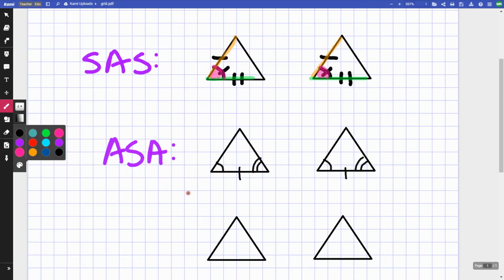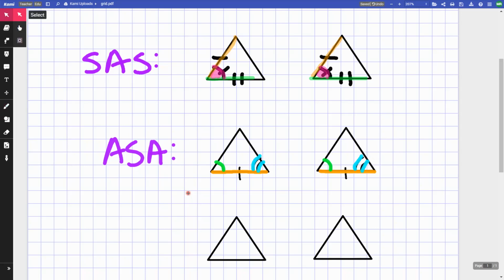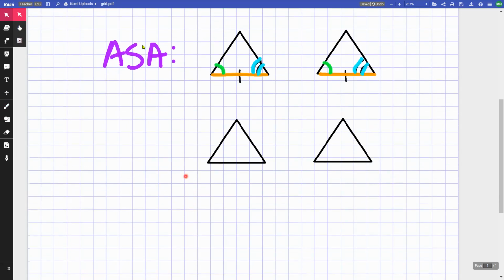So for this, I have a side in both cases, and then I have this angle and this angle. Okay, again, angle side angle. Next one I'm going to do is angle, angle, side.